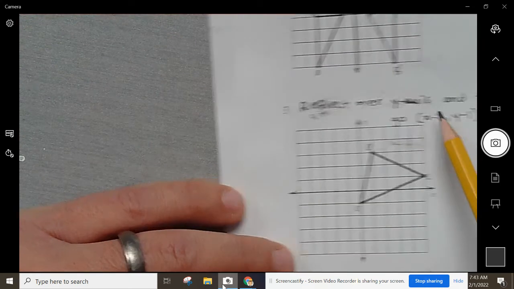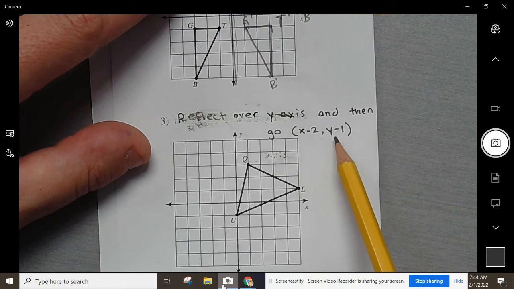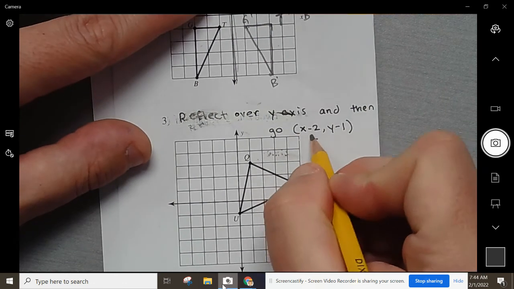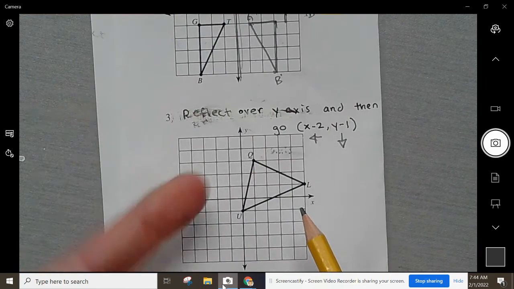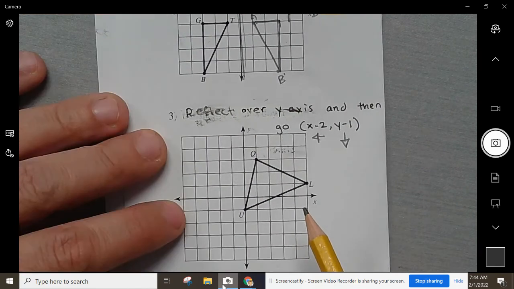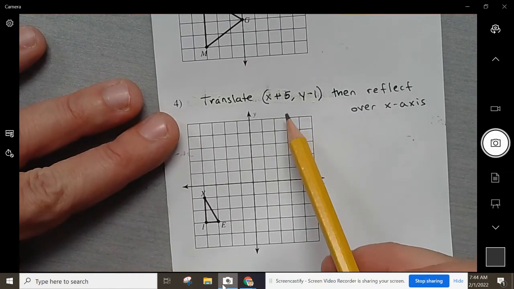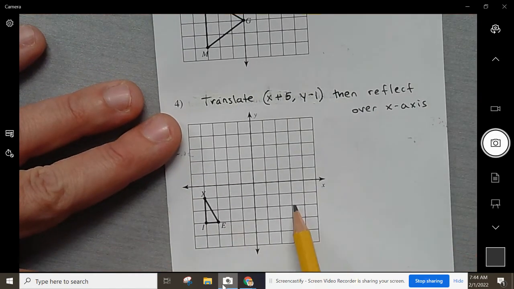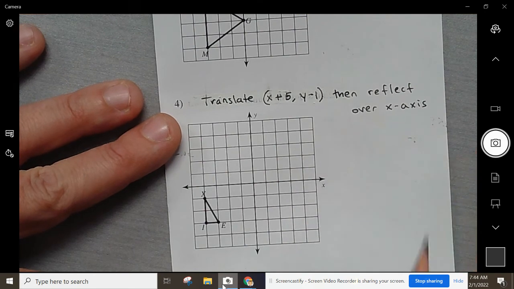Reflect over the y-axis. It's a little messy here. And then go x minus 2, y minus 1. Over the y-axis first, and then go left and down. If it's off the grid, do the best you can. This is going to go off the grid a little bit. Then x plus 5, y minus 1. You're going to move this over and down, and then reflect it over the x-axis. A little intense.